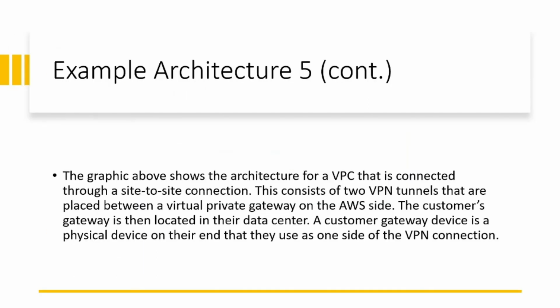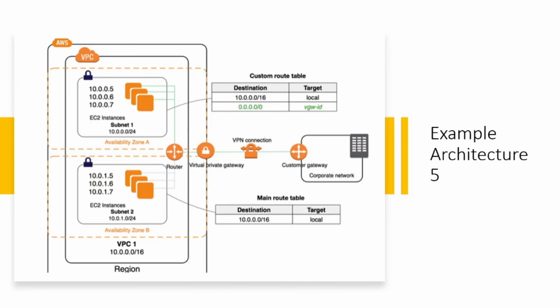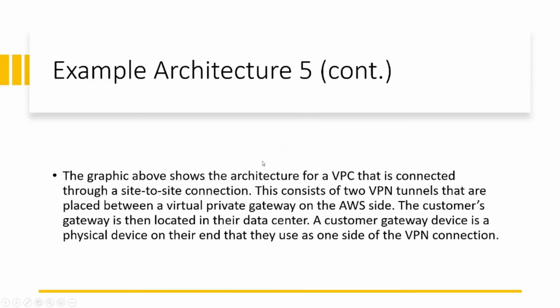For the fifth one, this one is showing a site-to-site connection, which is another way for a VPC to connect. So basically this is two VPN tunnels that are placed between a virtual private gateway on the AWS side. So this is like a tunnel. They go to the router and it communicates with the customer gateway. And they go back and forth and they get through the internet that way. The customer gateway is then located on their data center, and a customer gateway device is a physical device on their end, like a server or something, that they use as one side of the VPN connection.